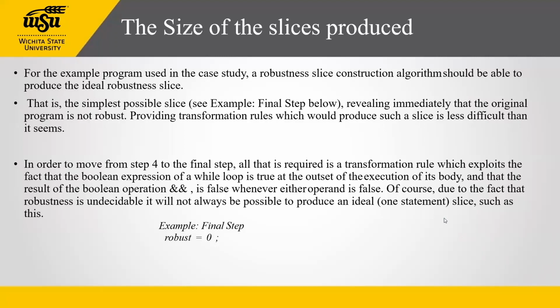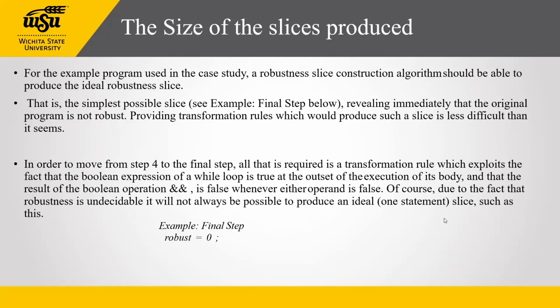For the example program used in the case study, a robustness slice construction algorithm should be able to produce the ideal robustness slice. That is the simplest possible slice, which is the final step below. That is, we will see the final step, revealing immediately that the original program is not robust. Providing transformation rules which would produce such a slice is less difficult than it seems.